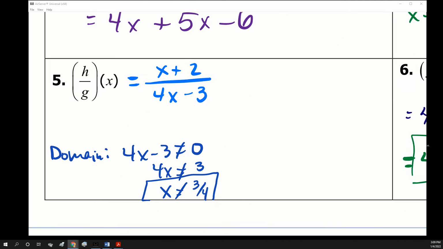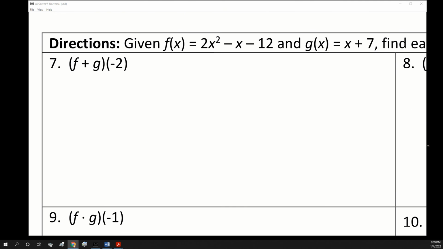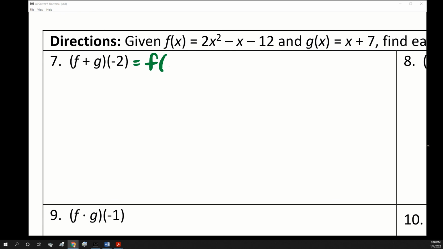So all of the ones we've done so far had an x in the parentheses. These have numbers. And so f plus g of negative 2 just means f of negative 2 plus g of negative 2. So what you can do, if you wanted to do this without a calculator, is just plug that negative 2 in, and then whatever you get, add those together. But there is an easier way. The easier way is to use the calculator. It's so smart about doing this.